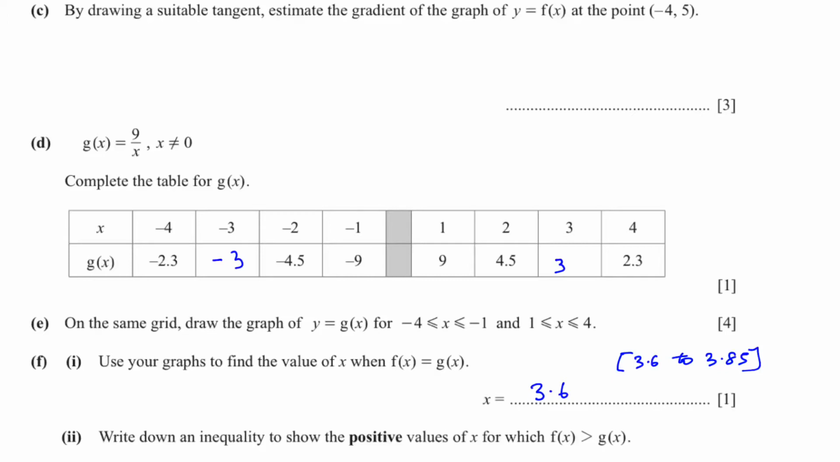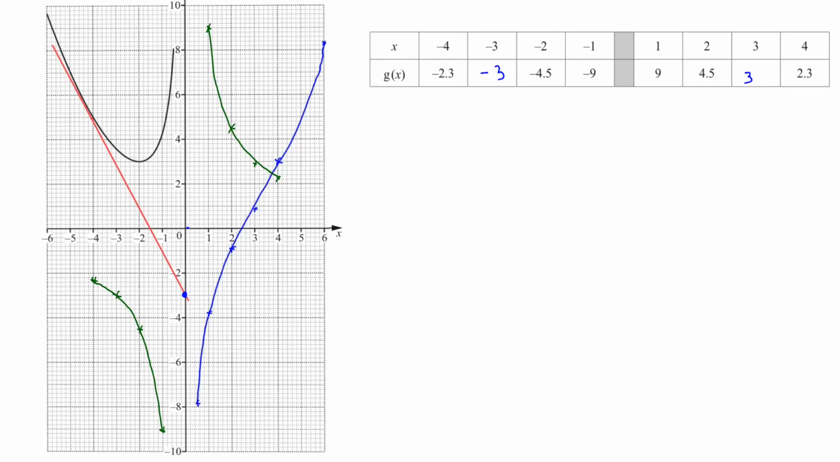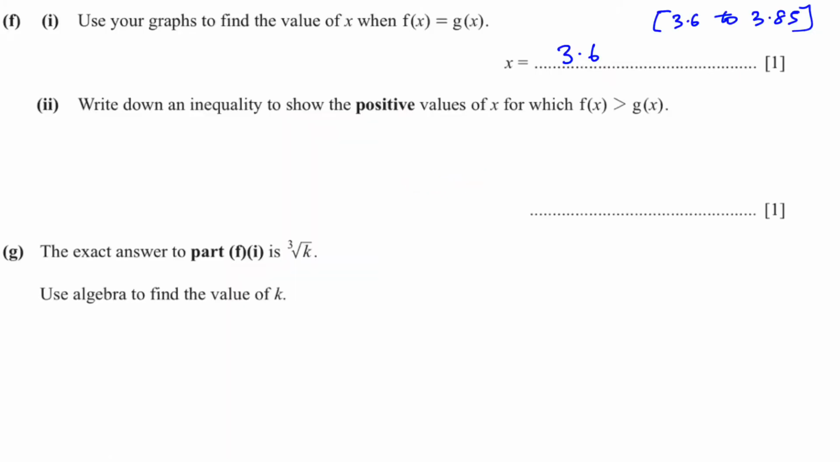Next, write down an inequality to show the positive values of x for which f of x is more than g of x. This is your f of x graph and this is your g of x graph. And these values are more than the values that are here for x. So what is the answer? When x is more than 3.6, whatever answer you got in the previous question.